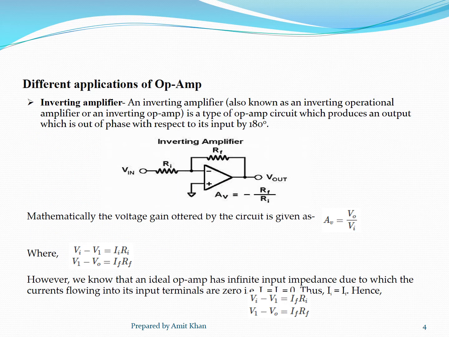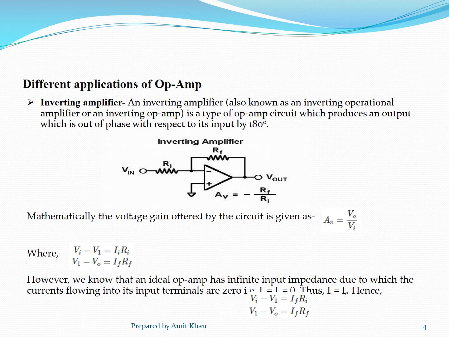Then comes the different applications of op-amp. The first one is the inverting amplifier. It is also known as inverting operational amplifier or inverting op-amp. It is a circuit which produces an output which is out of phase with respect to its input by 180 degrees. The circuit diagram of the inverting amplifier is given.